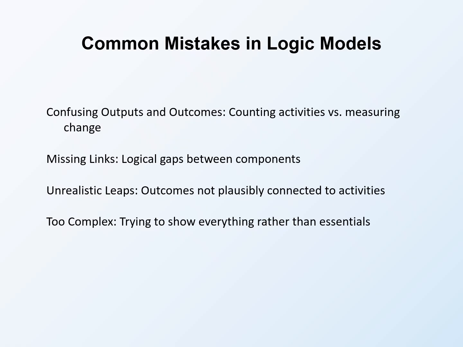Unrealistic leaps claim outcomes that are not plausibly connected to the scale of activities proposed. A single 2-hour workshop cannot realistically produce community-wide behavior change overnight. Outcomes must be proportionate to the scope and intensity of activities you can actually deliver.